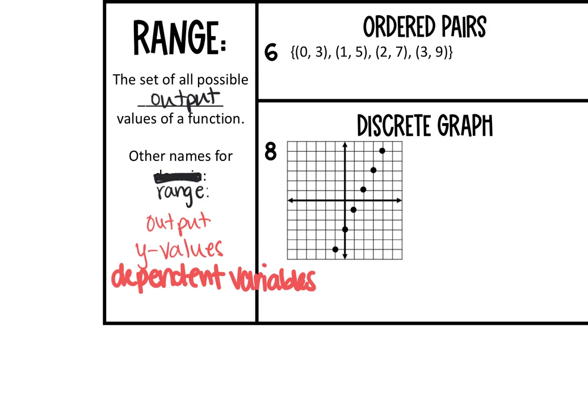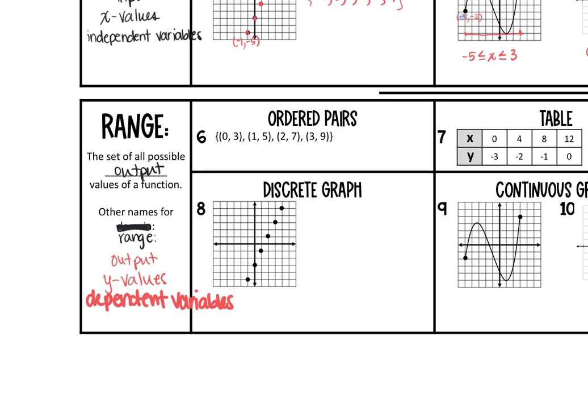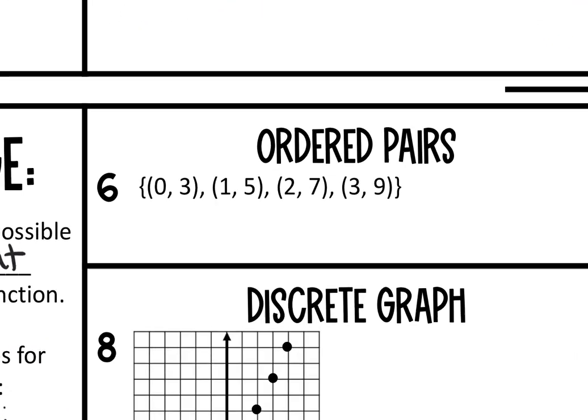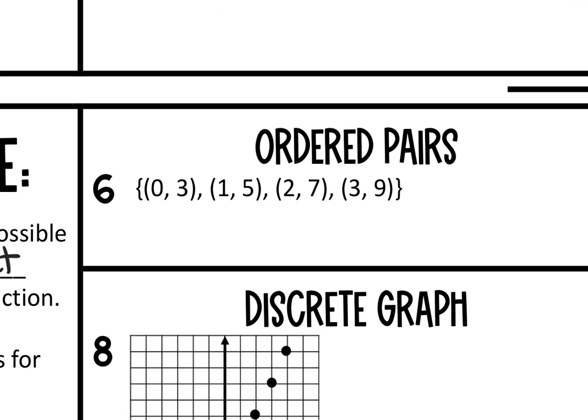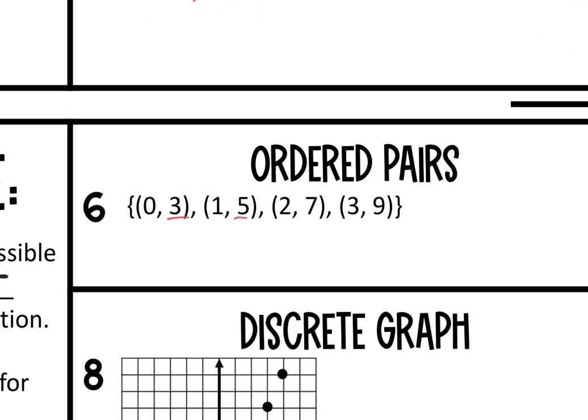All right, now, when we are listing the range for these first 3, it's going to be just as easy as the domain. Because when we have an ordered pair, when we're listing the range, all we're doing now is looking at the output values or those y values instead of the x's. So 3, 5, 7, 9.